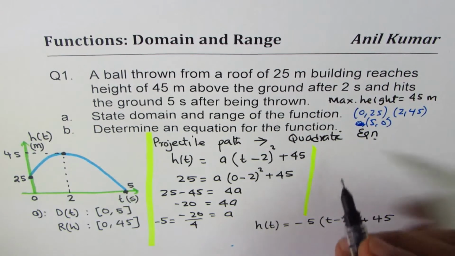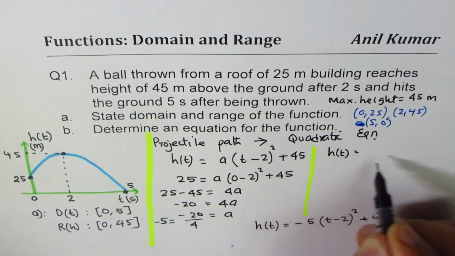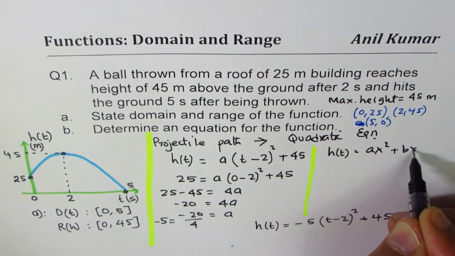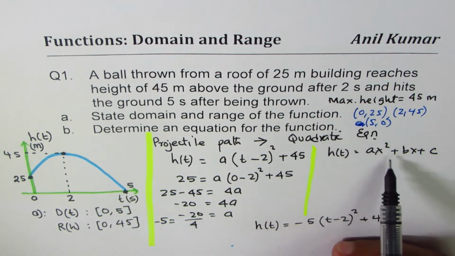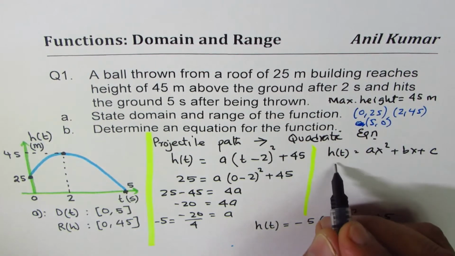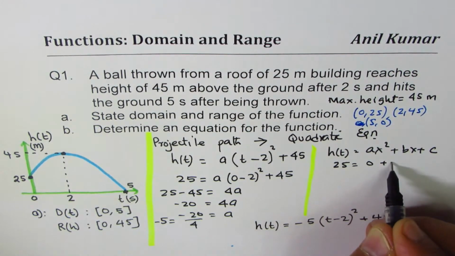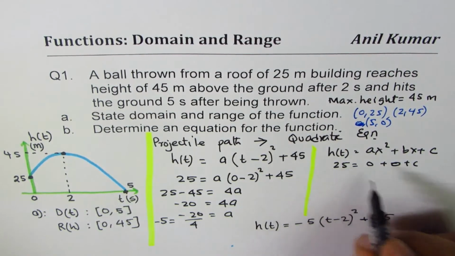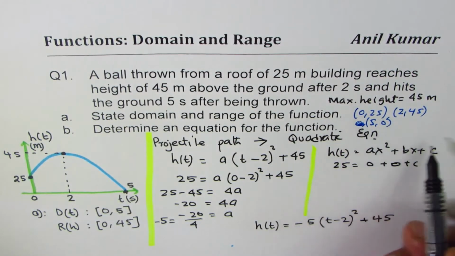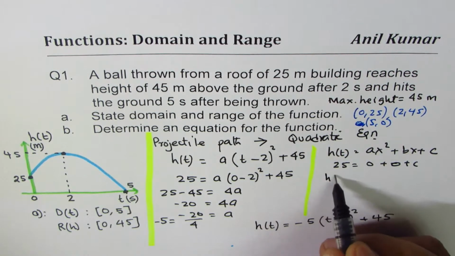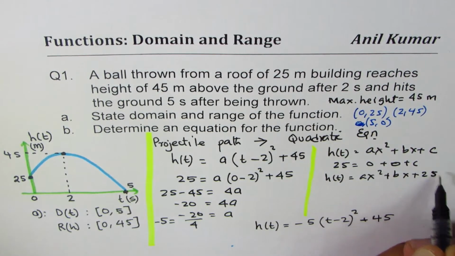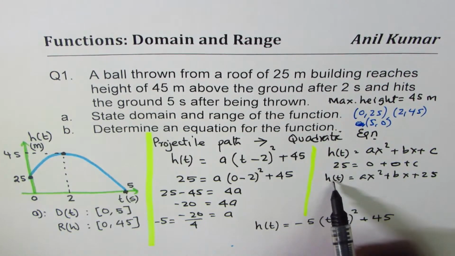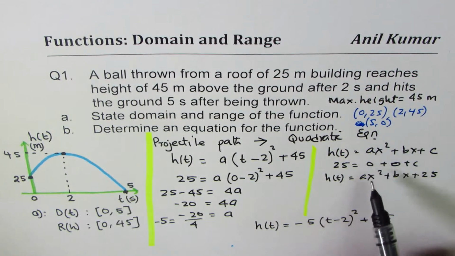You could start with the equation h of t equals a x squared plus b x plus c. 3 points will give you 3 equations, right? If I write 0 for x, I get 25 for y. So we get 25 equals 0 plus c. So that gives you c as 25. Is it okay? Now if c is 25, we could write the equation as h of t equals a x squared plus b x plus 25, and now use the point 5, 0, right? So if I write 5 here and 0 for this, we get one equation. 2 and 45 will give you the second equation.